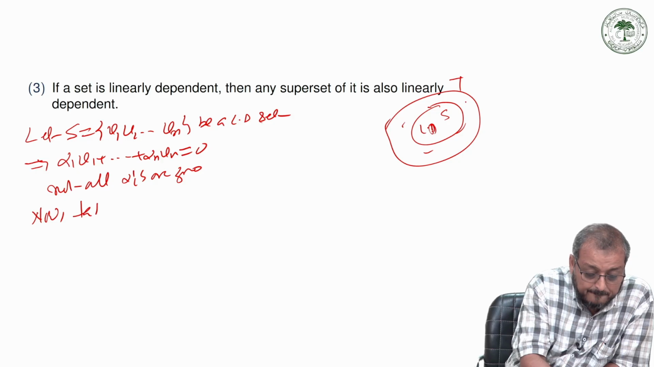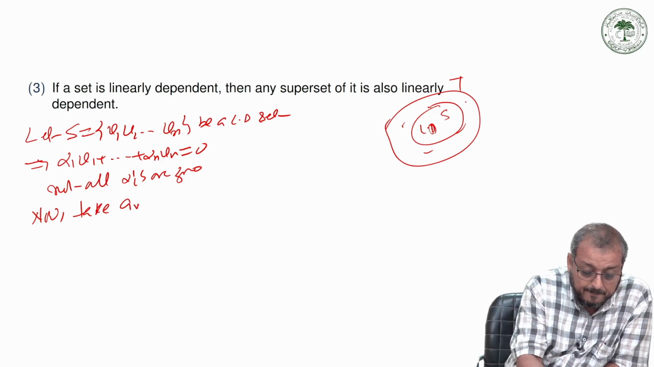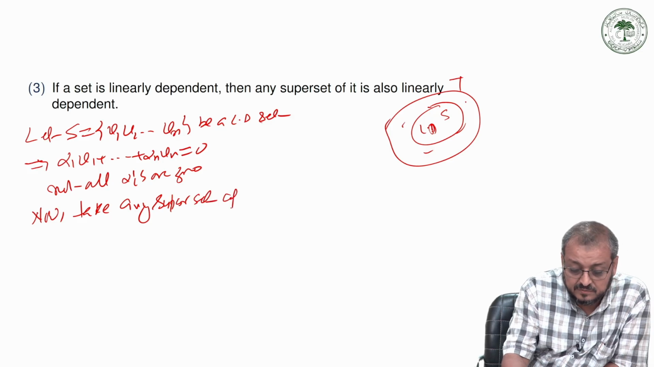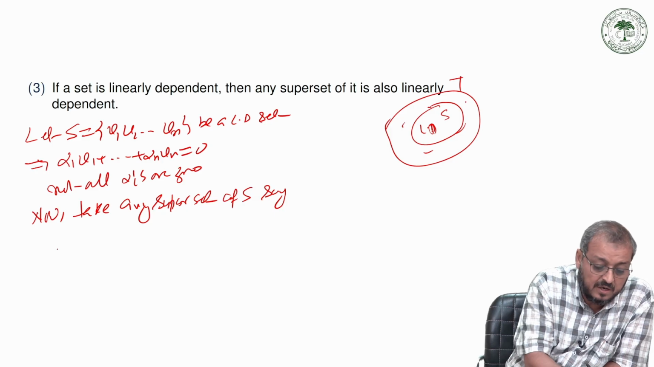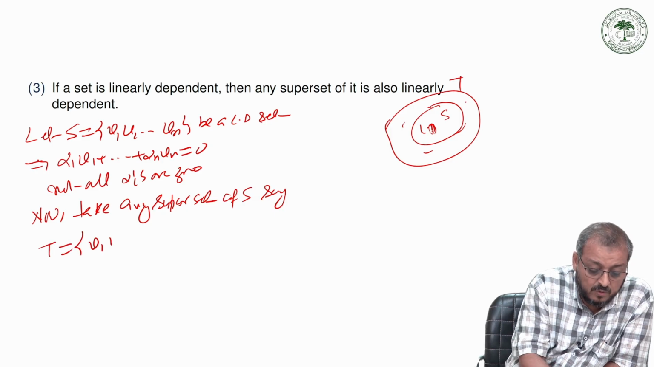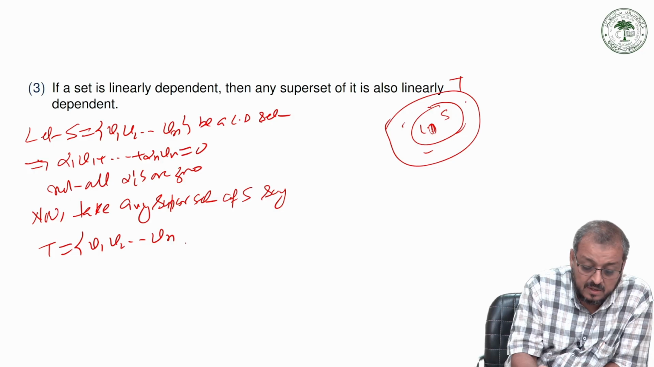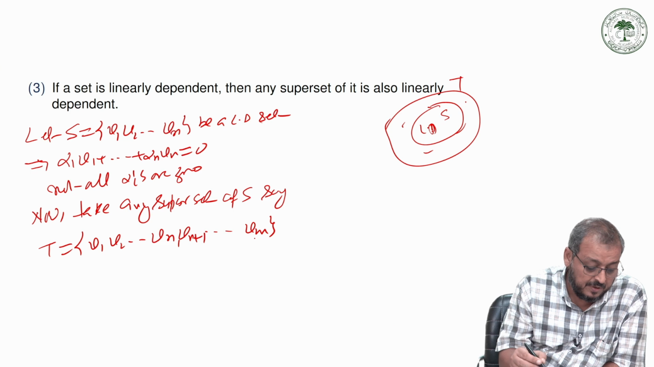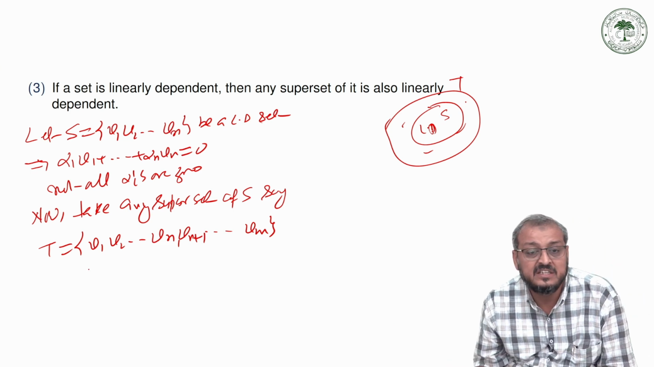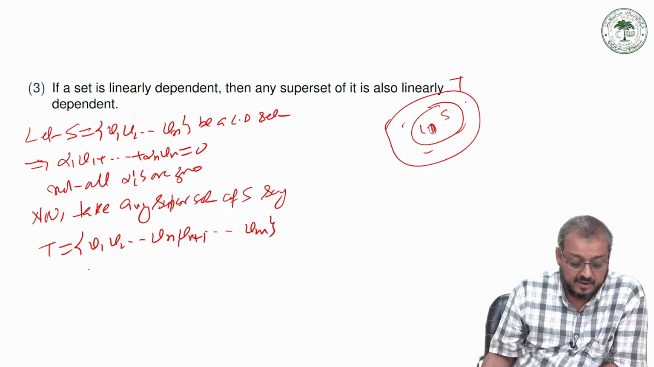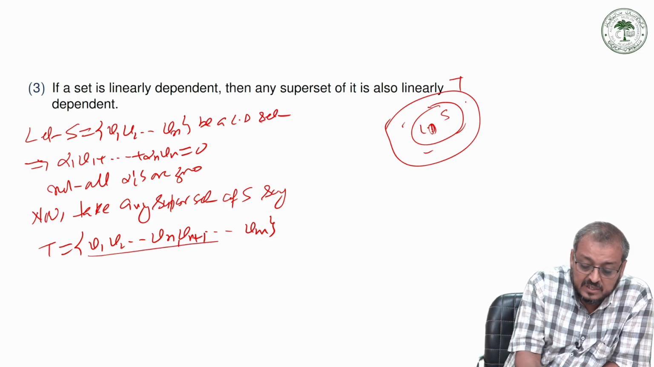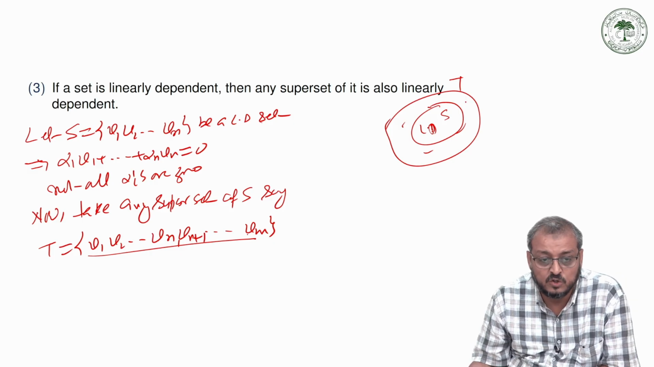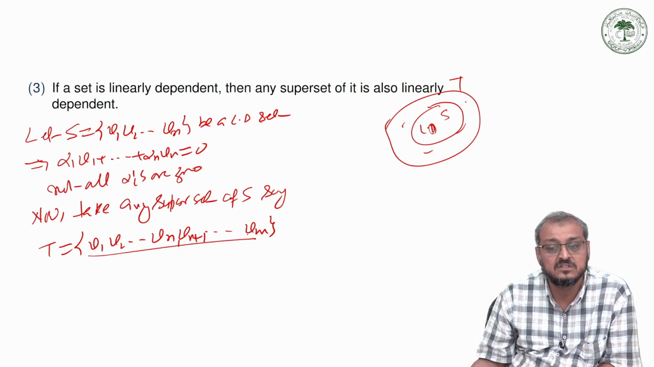Now, take any superset of S, say T is equal to V1, V2, up to Vn, and then Vn plus 1, and so on up to Vm. Then we have to show that this T is also linearly dependent. That means we take a linear combination of these vectors equal to the 0 vector, with at least one of the alphas not equal to 0.